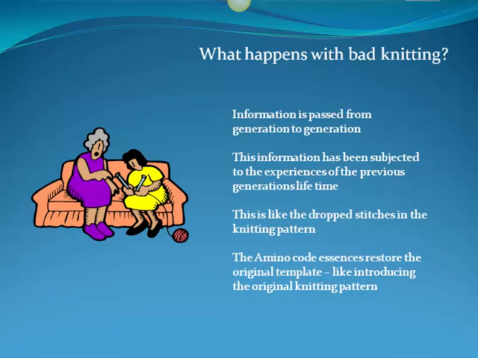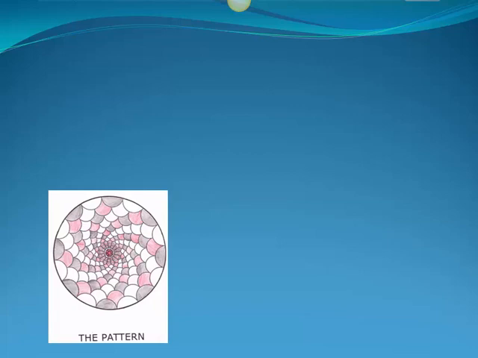Now, what the amino essences do is to restore the original template back into the DNA, a little bit like somebody coming along down the line and saying, well, hang on, you're knitting this jumper, here's the knitting pattern, follow that and it'll make it a lot easier. So they've actually got the exact set of instructions that they need to do, rather than second guessing where there's a hole in that information.